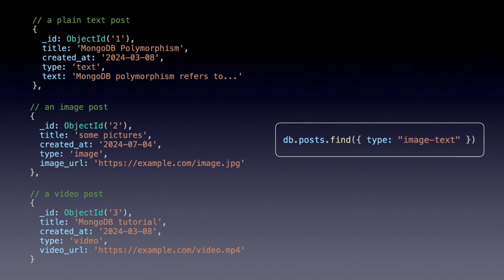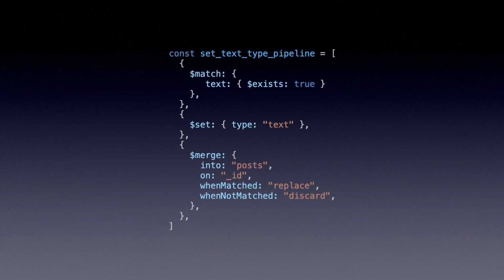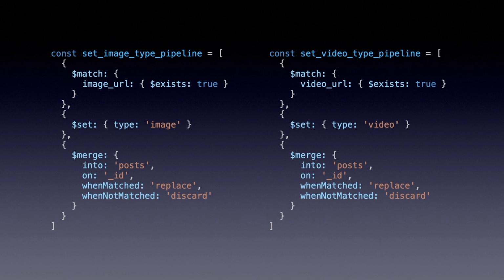A common situation in real-world applications is that the schema design evolves over time. In this example, we might have documents without the type field initially. So we need to update the schema design by using the following aggregation pipeline. In this aggregation pipeline, we find documents that contain a text field in the match stage, and then set the type field of those documents within the set stage. Finally, we add a merge stage to update those documents based on their ID fields. For other types of posts, we can use similar aggregation pipelines.